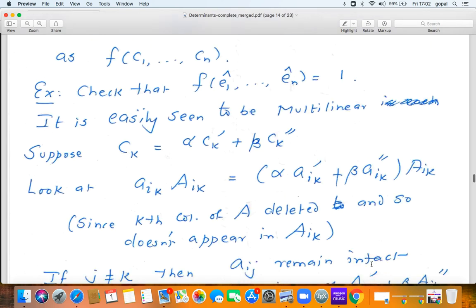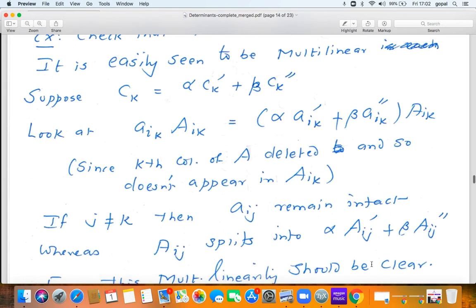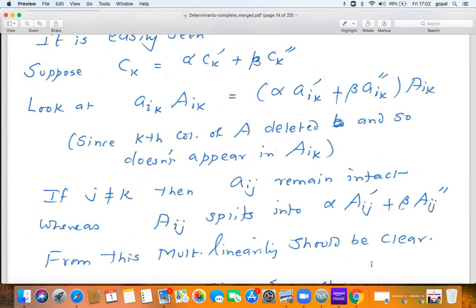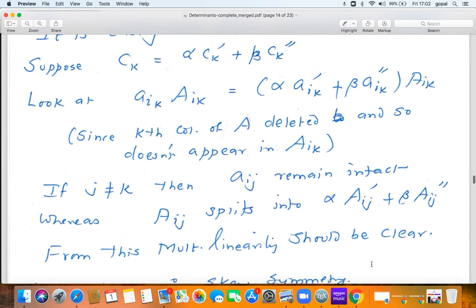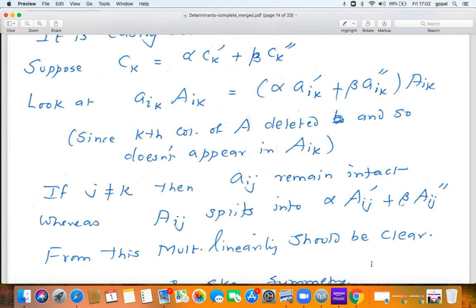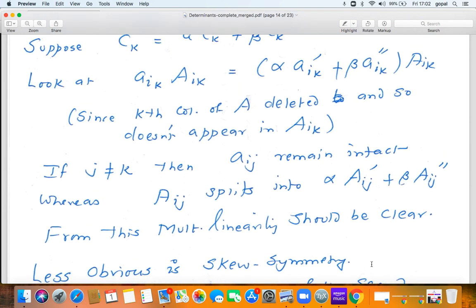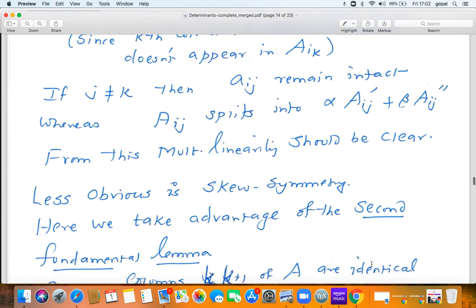So that will immediately convince you that multilinearity holds. If you're not convinced, do it for a 3x3 case or a 4x4 case and check it for yourself. So multilinearity is fairly obvious. What is not obvious is skew symmetry. Skew symmetry is going to be a little tricky business, and this is where the second fundamental lemma is needed.